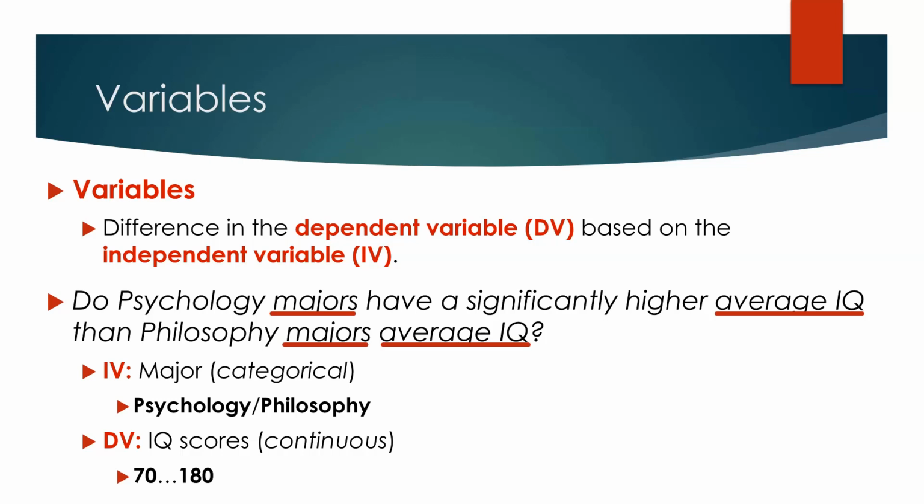So we've got a categorical and a continuous variable. The independent variable is categorical because that's our groups, and the dependent variable is IQ scores. It's continuous because we're calculating an average. So that's how we have our variables set up here.